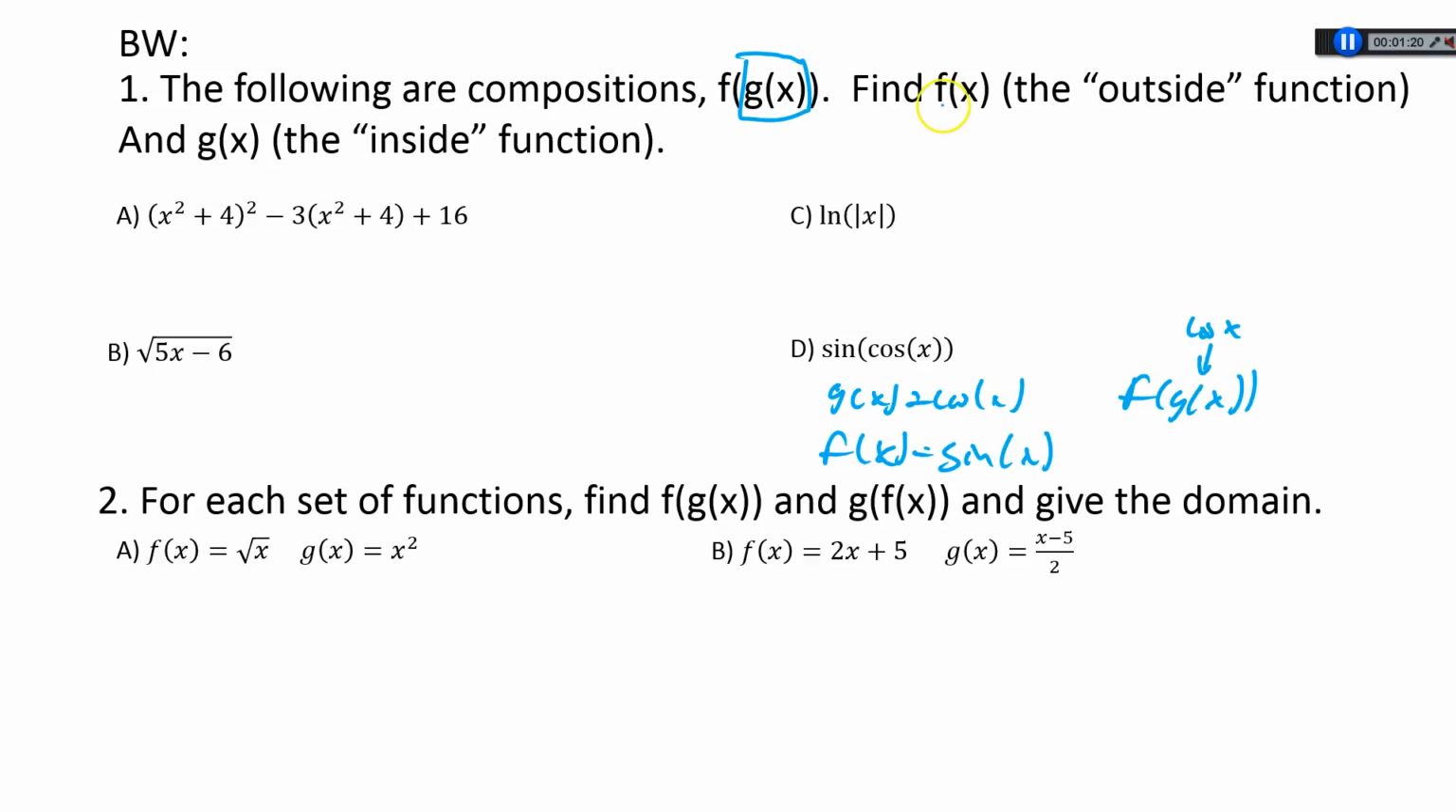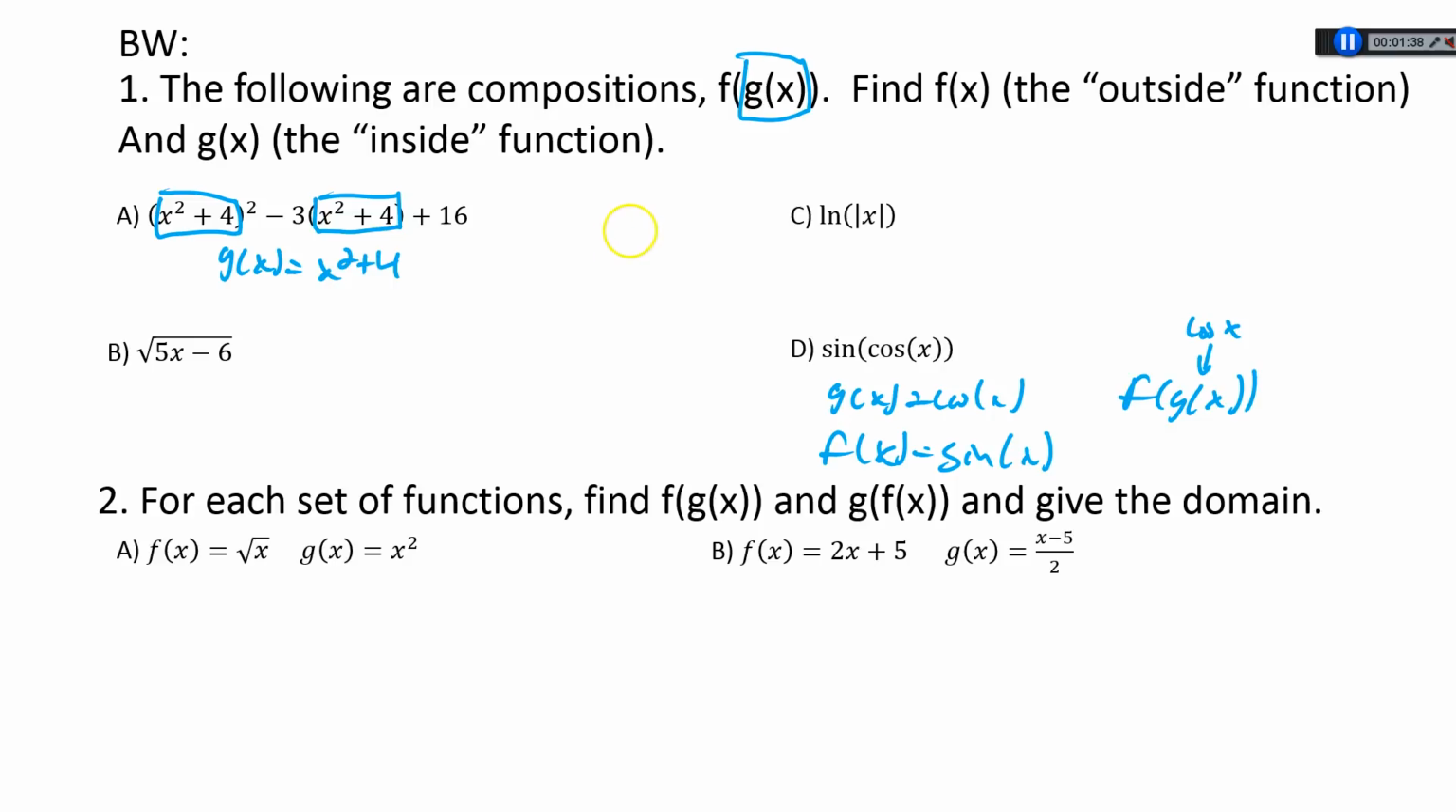Okay. Some of them are a little trickier, though, and some of them you could actually do in different ways. So let's take a look at this one right here. So we have (x squared plus 4) squared minus 3 times (x squared plus 4) plus 16. Notice I have this x squared plus 4 twice. So that looks a lot like it's going to be my inside function. That's my g of x. My g of x is x squared plus 4. So what's my f of x?